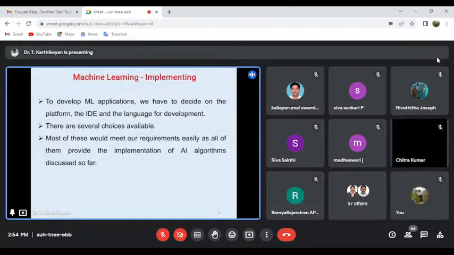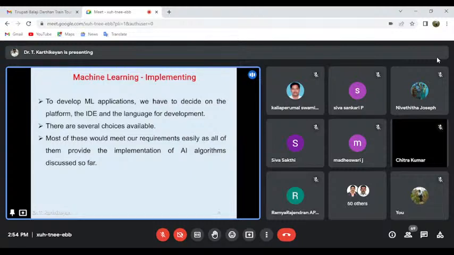To develop this machine learning application, we will have to decide the platform first. This is the most important thing. The first one is platform. The second one is IDE. What is IDE? IDE is nothing but integrated development environment. And then the language for the development. We will see one by one. So what are the platforms? What is IDE, and what are the languages to develop?